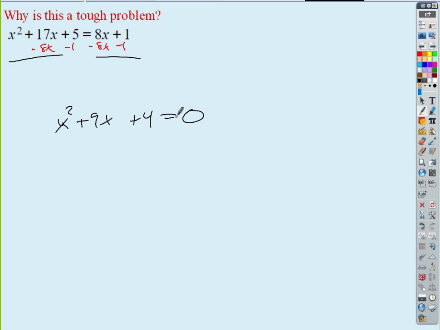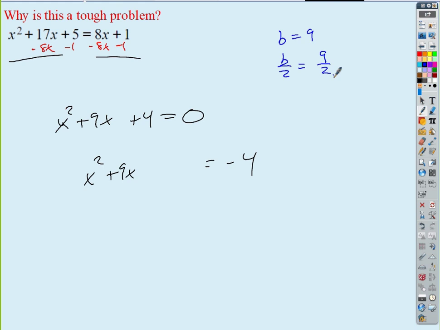But if I try to complete the square with this, you tell me what's the problem. What's b? Okay, so what's half of b? Well, it was 9/2, right? And then 9/2 squared is going to be 81/4. You see the problem? We're going to have a bunch of fractions to deal with, right? So this is one that we would probably just skip completing the square on, right?